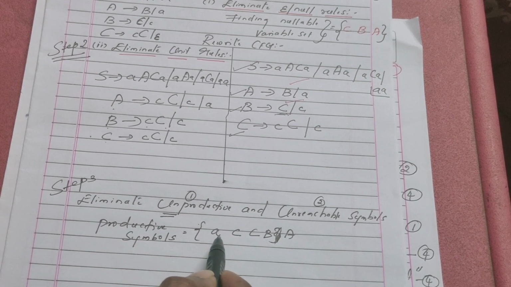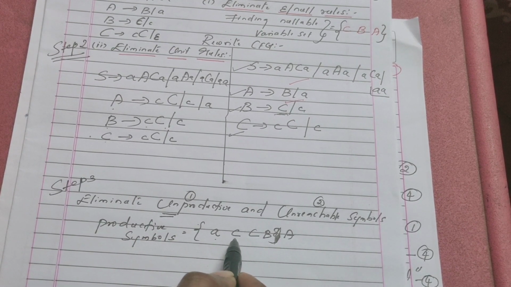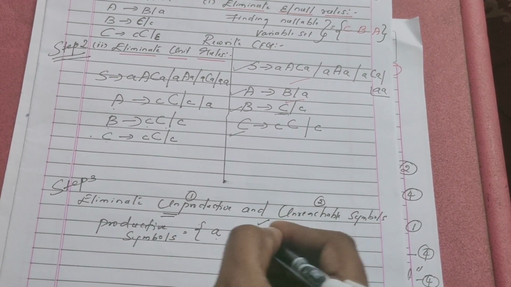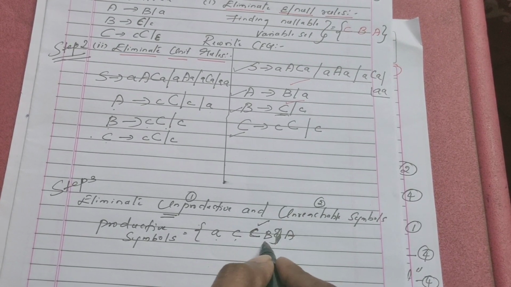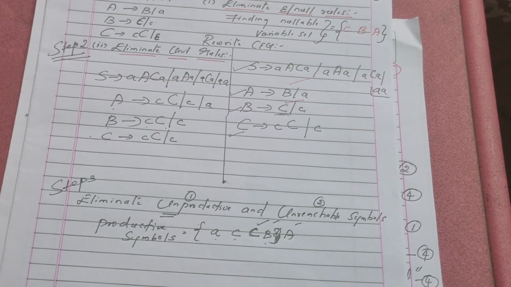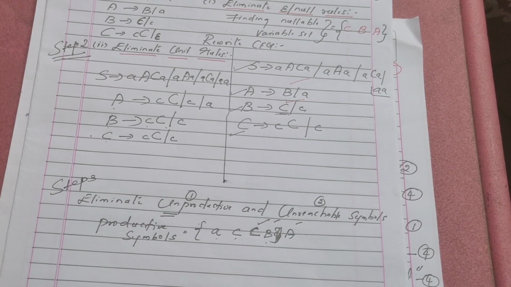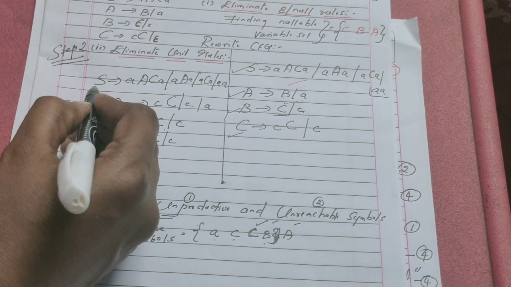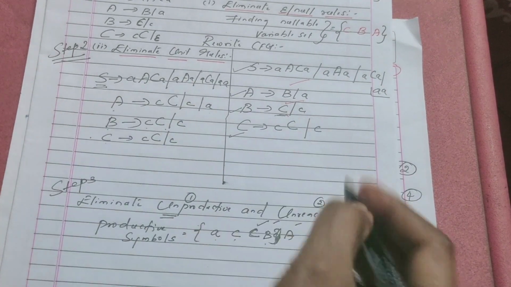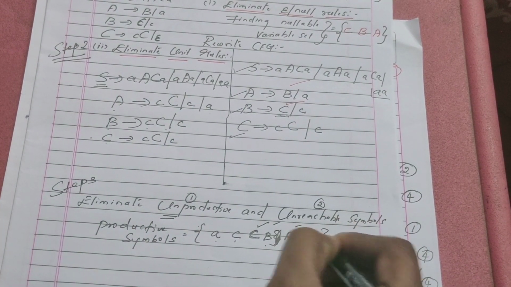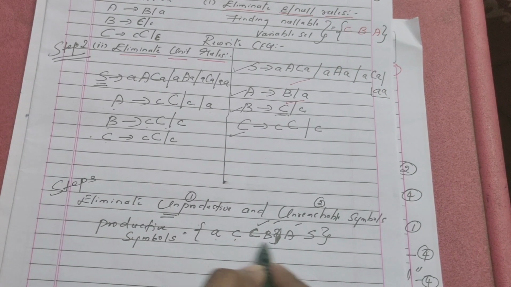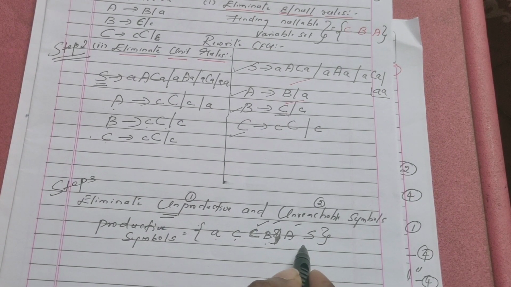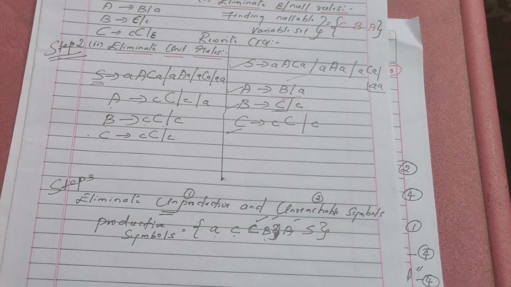Now you know that terminal A, terminal C, variable C, I mean the capital C, variable B and variable A all are found to be productive. Since all these symbols are found to be productive, my S also becomes productive, isn't it? Okay, now I have written the symbols. Before writing the symbols, I just consider the rules also one by one.